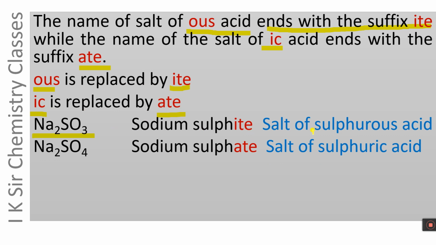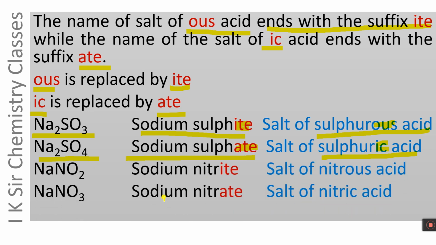Na2SO3 is the salt of sulfurous acid, and therefore its name is sodium sulphite. "-ous" is replaced by "-ite". Na2SO4 is the salt of sulfuric acid, therefore its name will be sodium sulphate. Here "-ic" is replaced by "-ate".